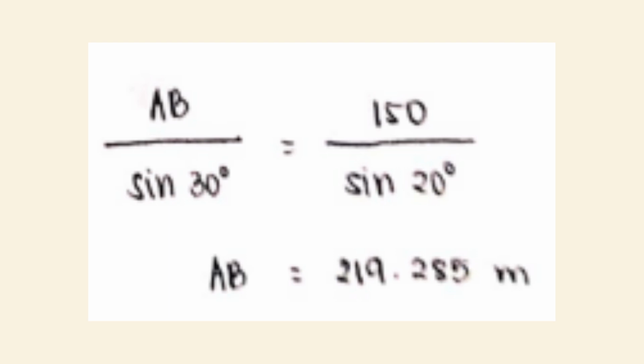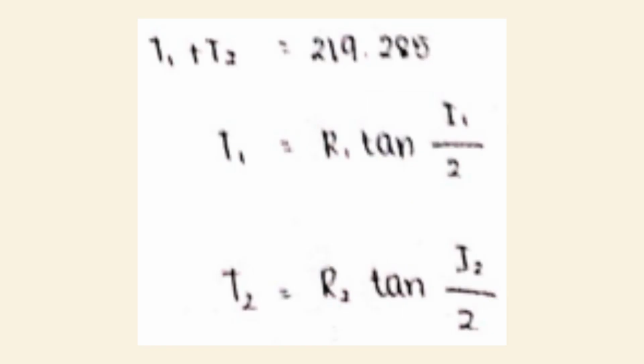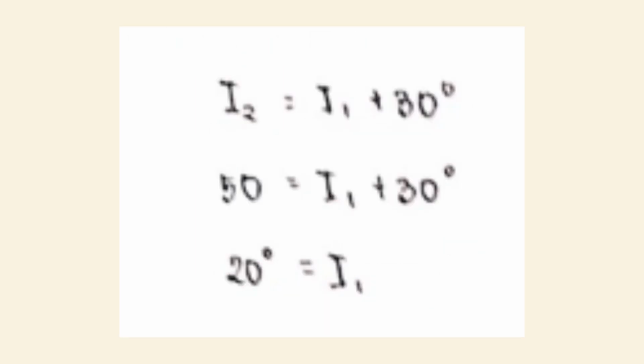Solving the equation, we have the length of AB equaling 219.285 meters. Next, based on our figure, T sub 1 plus T sub 2 should be equal to the length of AB, which is 219.285. But T sub 1 is equal to R sub 1 tangent I sub 1 over 2, and T sub 2 is equal to R sub 2 tangent I sub 2 over 2.